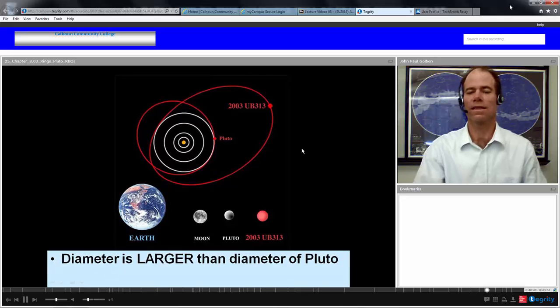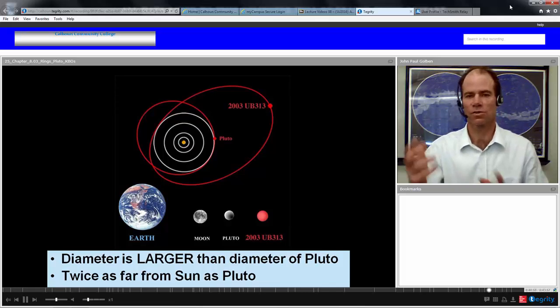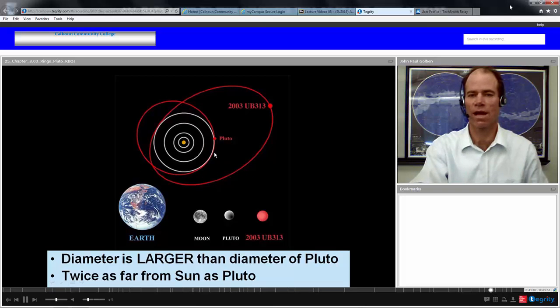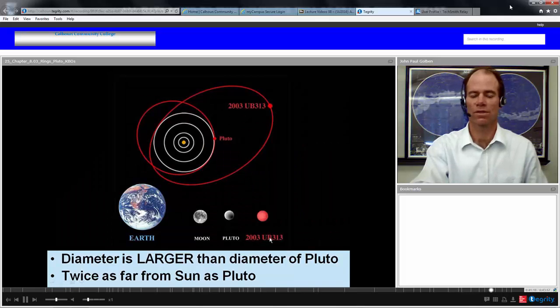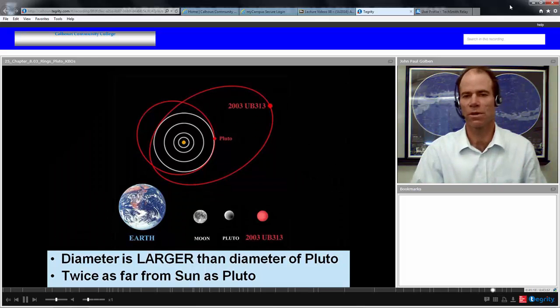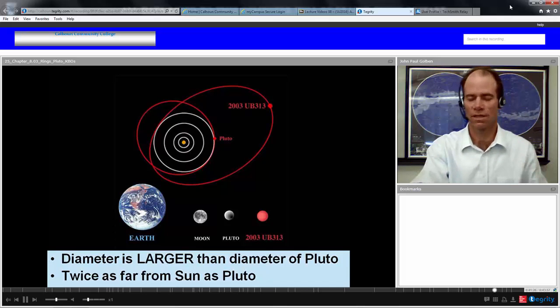The key thing was that Xena was larger than Pluto and twice as far from the Sun, at least in its orbit, which made it a relatively close orbit in terms of Kuiper belt objects to the solar system. But the key factor here was that it was larger than Pluto, again giving credence to the idea that Pluto should be demoted from planetary status, because otherwise these other objects have to be promoted to planetary status and it would be chaos.